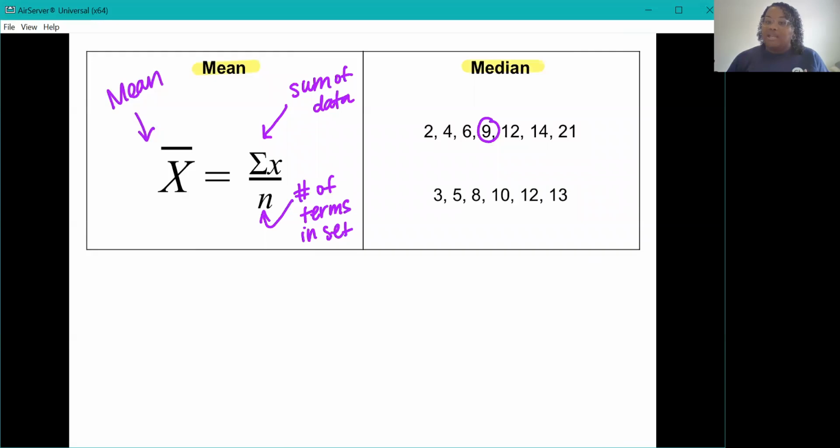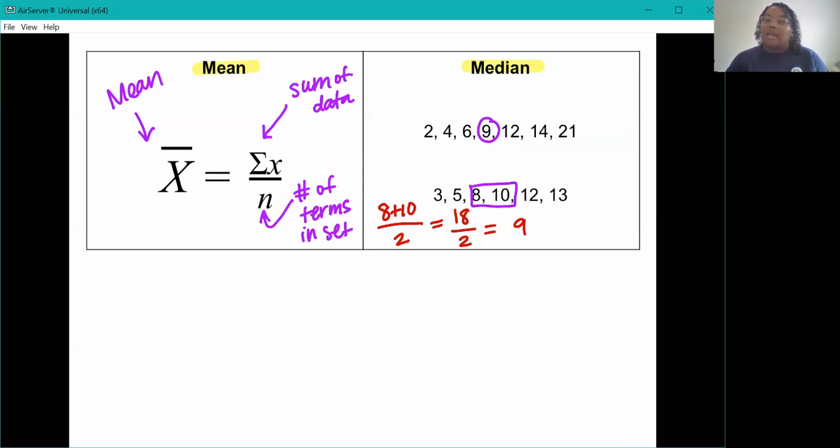When we look at this second set of data, we can see that there are actually 2 numbers in the middle. When that happens, we have to find the mean of those 2 values. So for this particular problem, we're going to add 8 plus 10, the sum of those 2 values, divided by the number of values being considered, which is only 2. 8 plus 10 gives me 18, divided by 2, and that is 9. So our median for that second set of data would be 9.